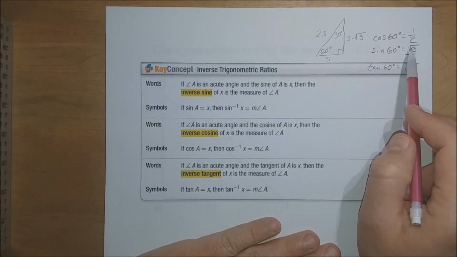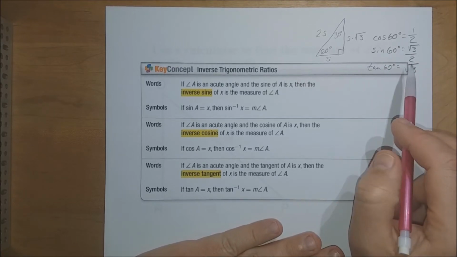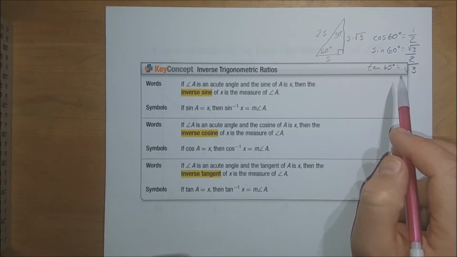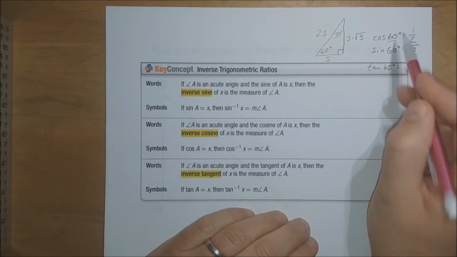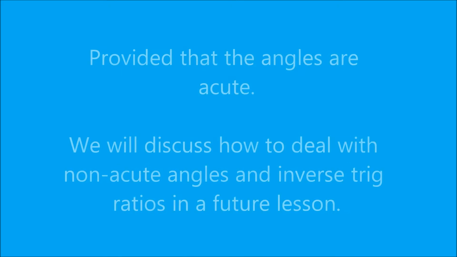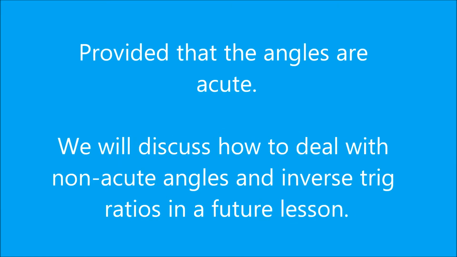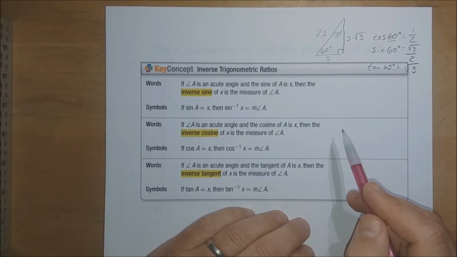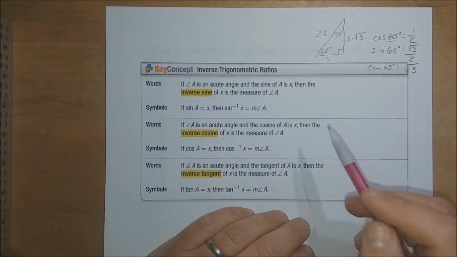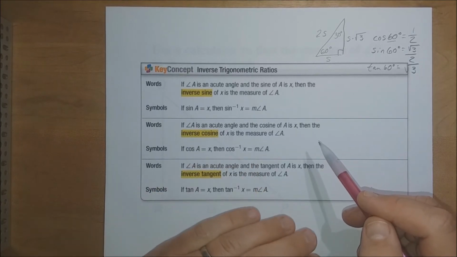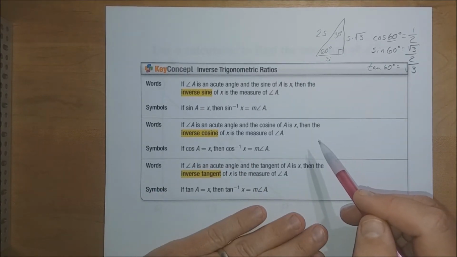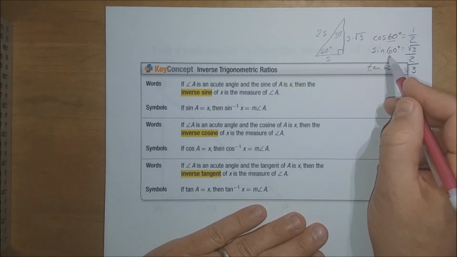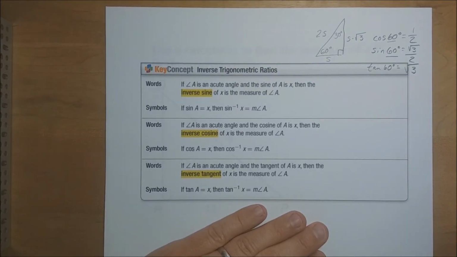So basically, what inverse trig ratios allow you to do is to say that if the cosine of 60 degrees is 1/2, well, then if I told you I have an angle and its cosine is 1/2, you could tell me that angle must be 60 degrees. It just allows us to go the other way. If I told you that the sine of that angle was the square root of 3 over 2, you should be able to tell me that angle must be 60 degrees.